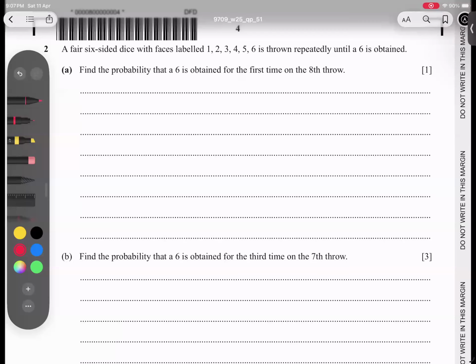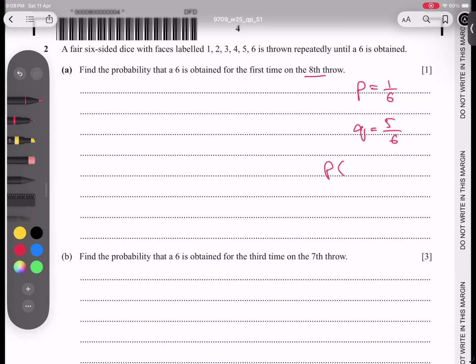Question number two, students, we have. A fair six-sided dice with faces 1 to 6 is thrown repeatedly until a 6 is obtained. And student, you know very well when the word until comes, or first appearance, it is the topic of geometrical probability. And he said to find the probability that 6 is obtained for the first time on the eighth throw. So we are favoring what, student? 6. So what is the chance of 6? Probability of favor is 1 by 6. Probability of not favor, so not favor are 5, so 5 by 6.